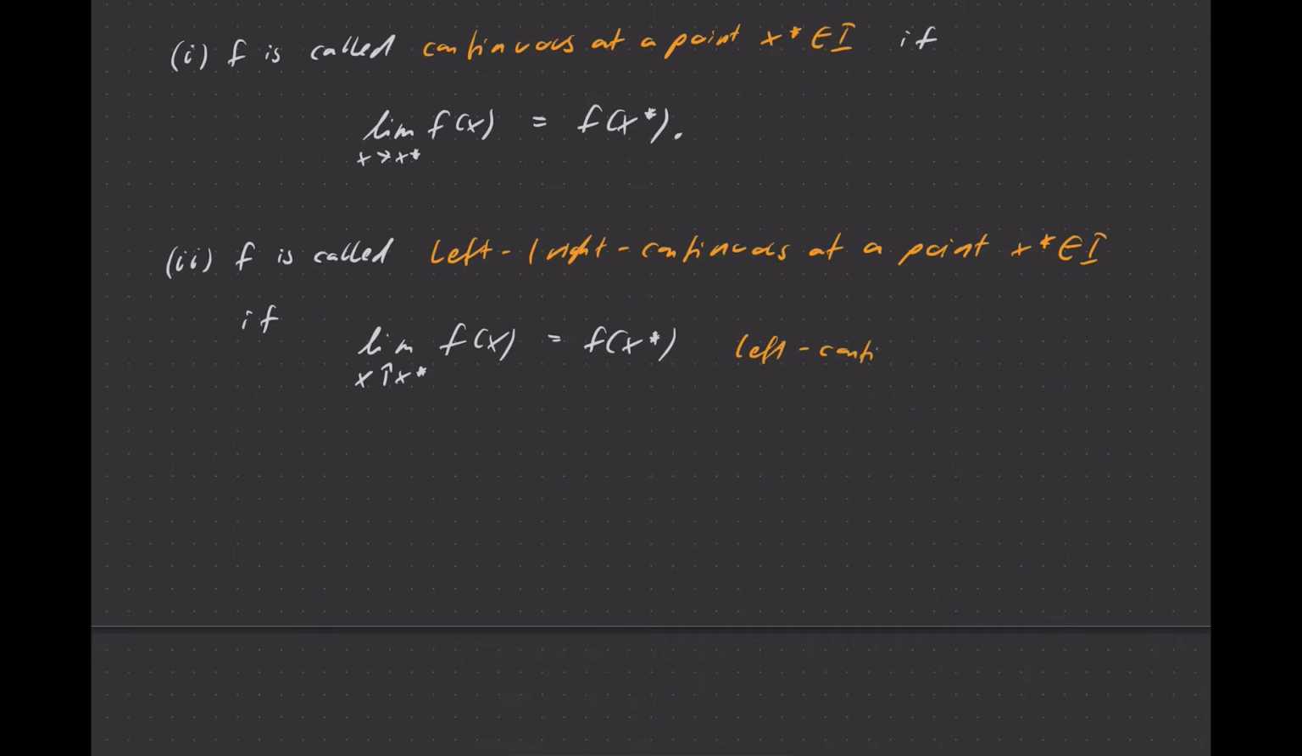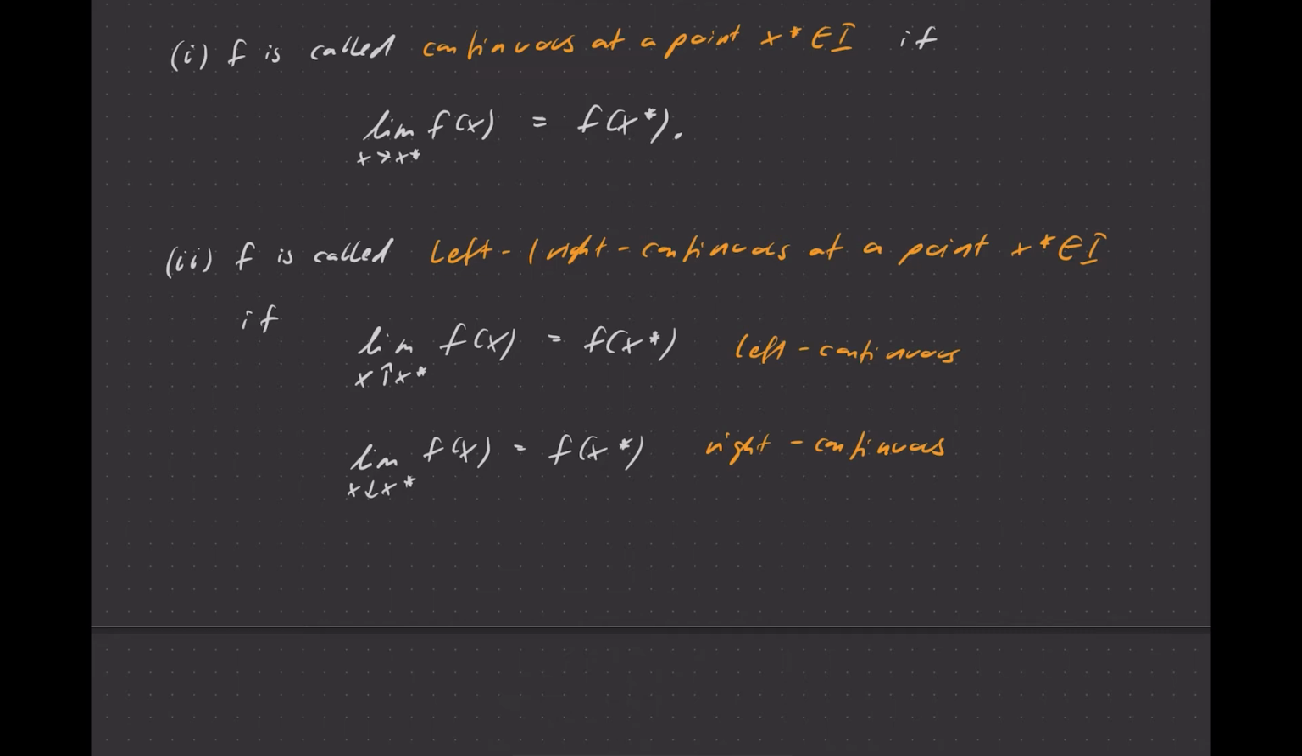So that is left continuous, or the limit of f of x as x tends to x star from above is equal to the actual function value. That is right continuous.